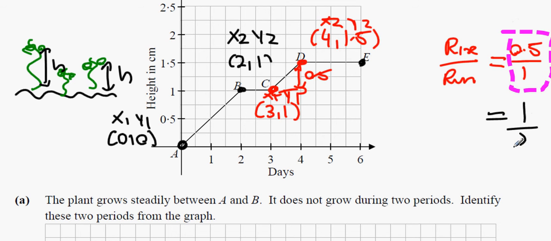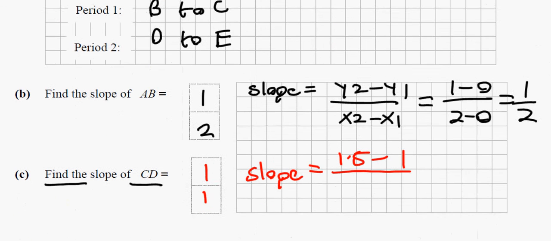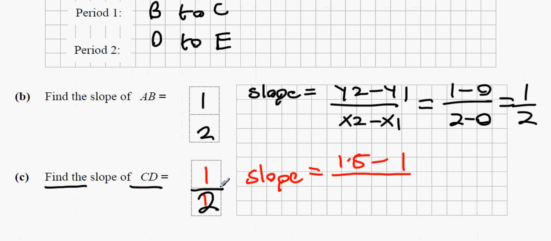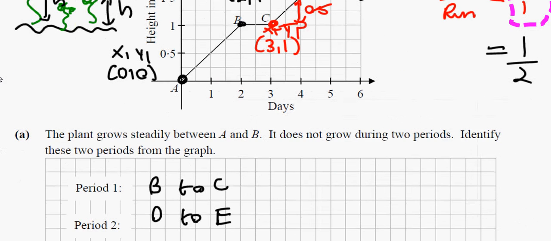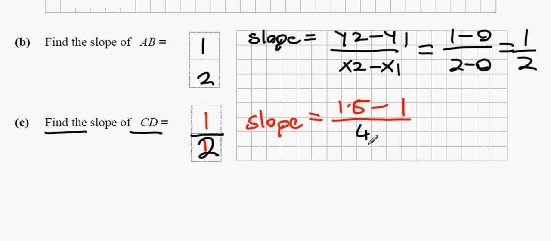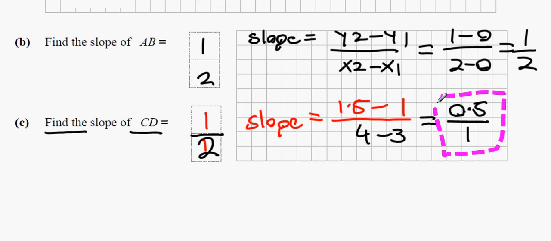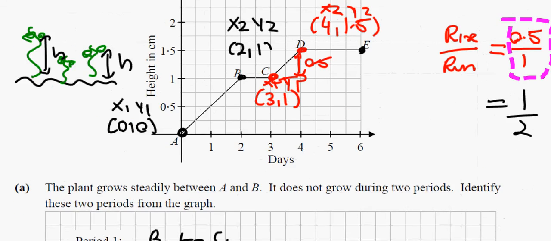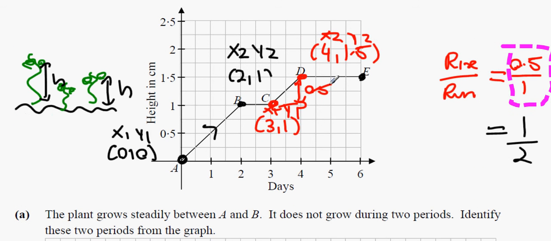Sometimes it's a good idea to do it two ways, okay? So it would have been a half using rise over run. Now finally, back onto my formula. I'm on x2 minus x1, x2 being 4, x1 being 3, so 4 minus 3, and you're going to get 0.5 over 1. Put that into your calculator and it will also turn out to be a half. So both slopes are a half. We can actually see they're parallel lines to each other, so they should have the same slope.